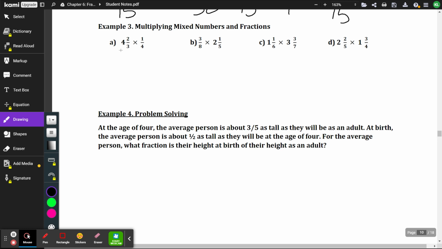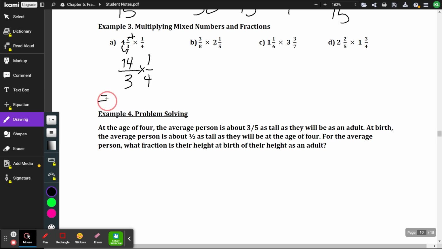So changing 4 and 2/3 to an improper fraction, keep the denominator the same, multiply by the denominator. 4 times 3 is 12. And then I'm going to add 2. 14 over 3. Now I have 14 over 3 times 1 over 4.